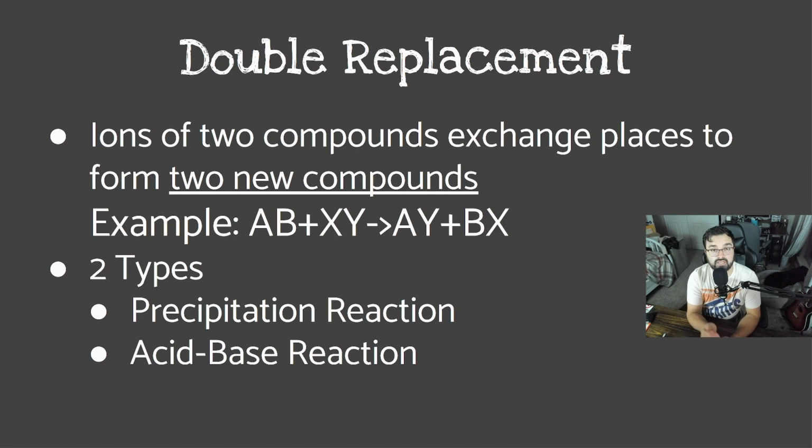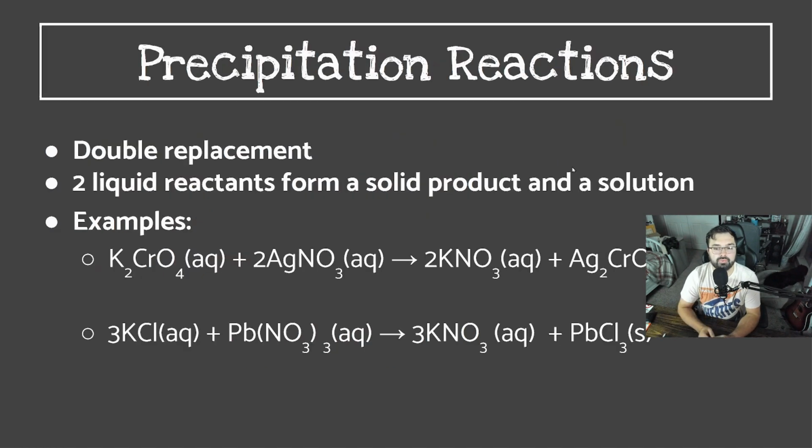There are 2 types of double replacement reactions. The first one is a precipitation reaction, and the second one is an acid-base reaction. Precipitation reactions are best identified by the presence of a solid product paired with an aqueous product. And in these, we're going to have 2 liquids that are going to combine to form a solid.